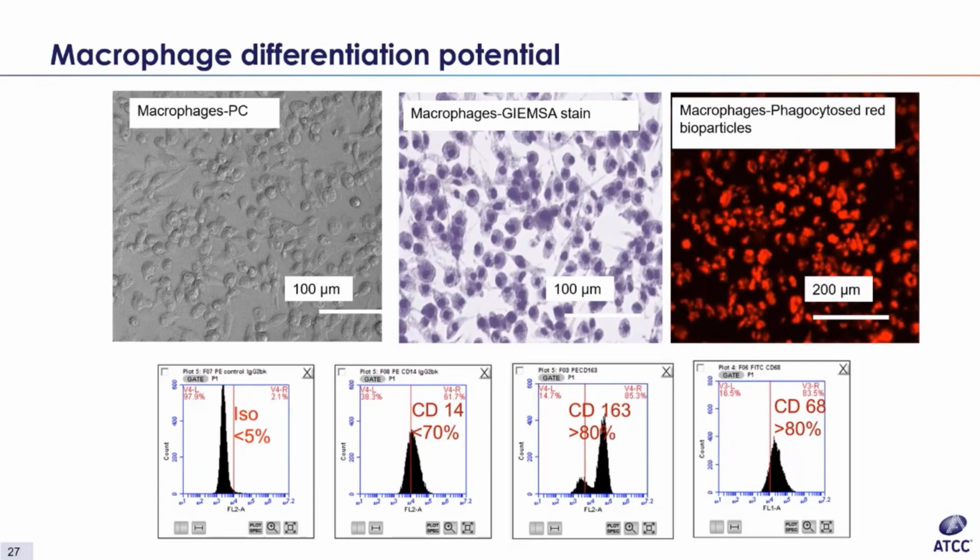So we differentiated the iPSC-derived monocytes into macrophages for 6 days using in-house macrophage differentiation medium. We also used maturation mediums. Here on the leftmost image, you can see the morphology of the macrophages on day 6. They have attached to the plates and flattened out. In the middle panel, the same macrophages were incubated with a Giemsa stain. Giemsa stain stains macrophages bluish purple, as demonstrated here.